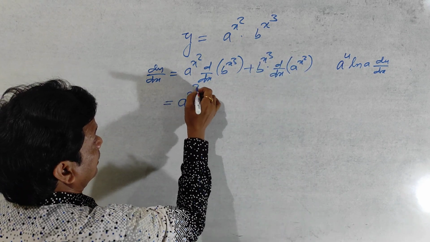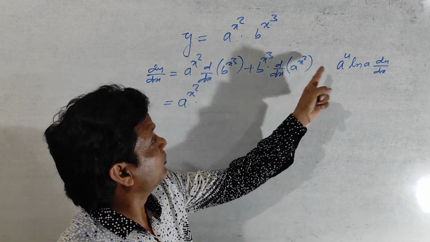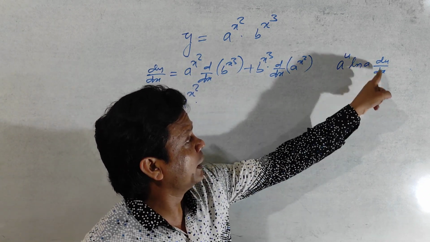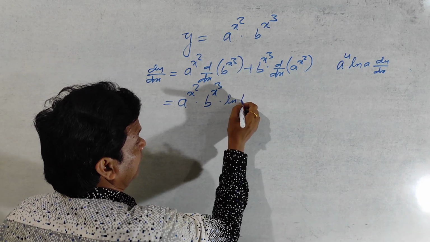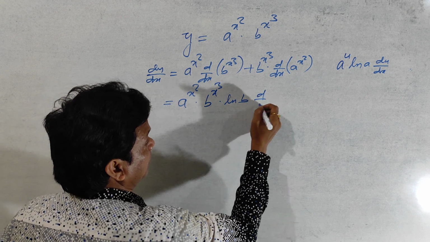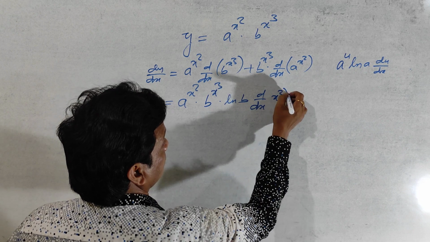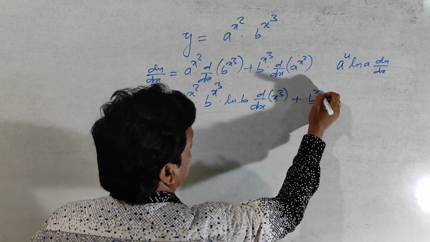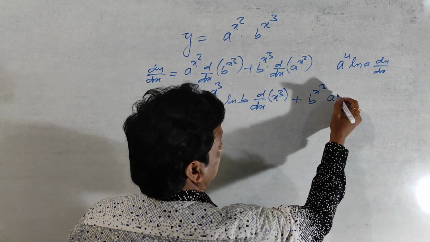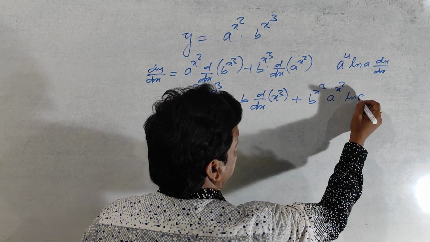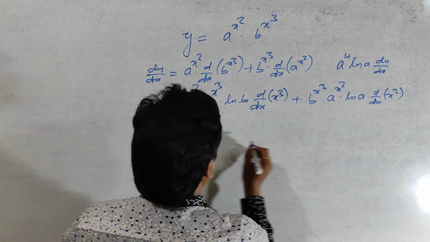Here, a to the power x square into the derivative of b to the power x cube. That means b to the power x cube, ln b, into the derivative of u. B to the power x cube into ln of b into the derivative of the power. Here the power is x cube, plus b to the power x cube remains as it is. Then what is the derivative of a to the power x square? A to the power x square into ln of the base into the derivative of the power. And here the power is x square.